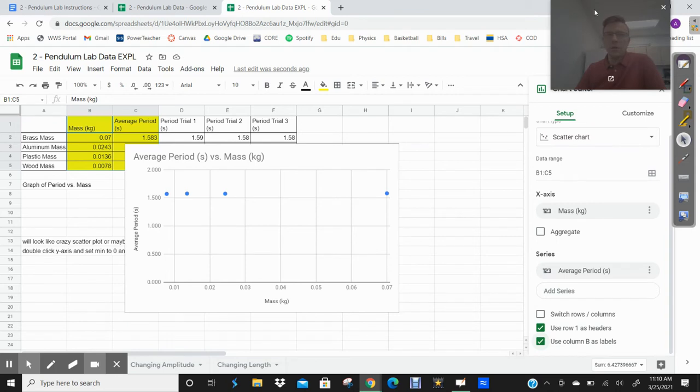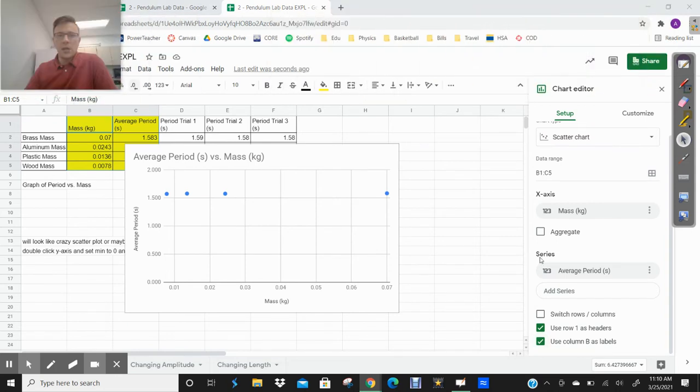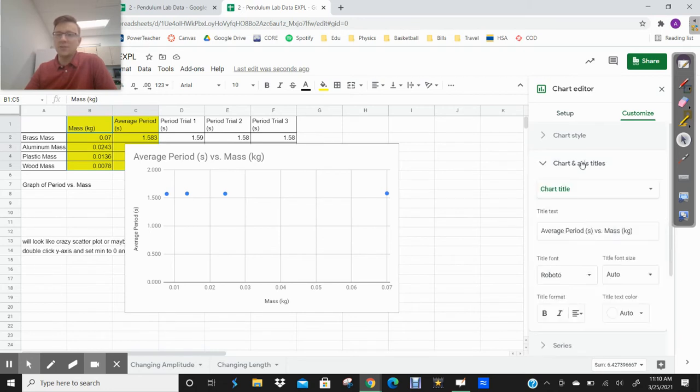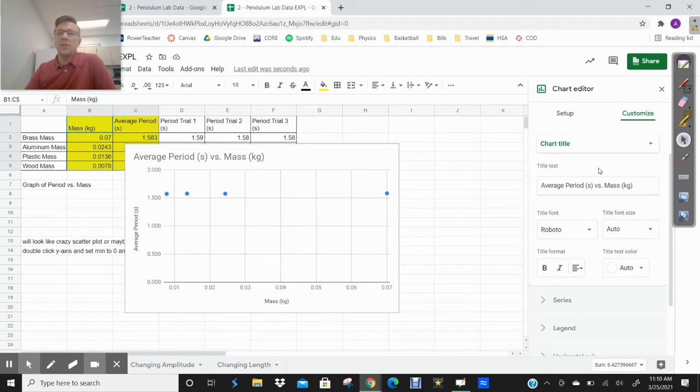Next, I want you to click on customize. So customize, and then we're going to go to your chart and axis titles. If yours does not have a title or labeled axes, then you need to add those. So mine, this is the chart title. I'm actually going to erase the units on the title. We don't need that. I just want this to say average period versus mass, or just period versus mass is fine.